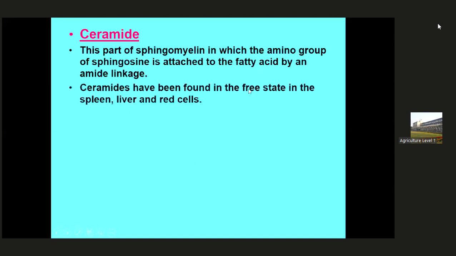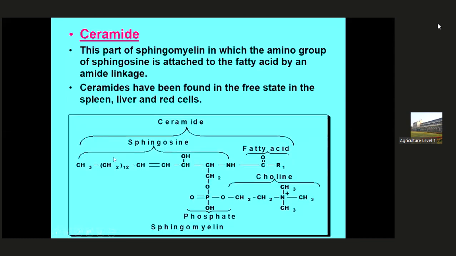Ceramide has been found in the free state in the spleen, liver, and red cells. So this portion, only sphingosine and this fatty acid, is called ceramide. This is sphingosine, an alcoholic group containing compound. It also contains a hydroxyl group here and there. This is a hydroxyl group OH, this is a hydroxyl group, and this is the nitrogen amino group. This amino group and the carboxyl group of the fatty acid are linked with each other. This linkage is called amide linkage.